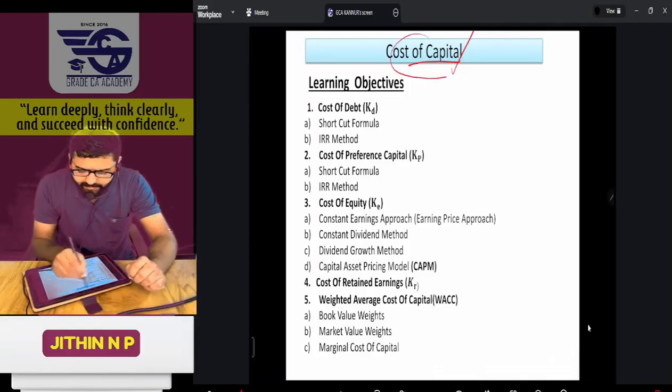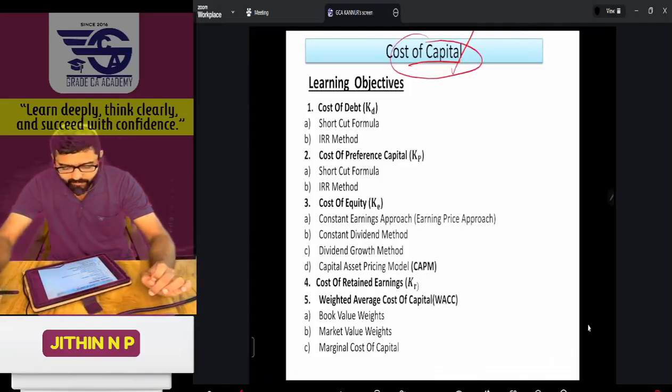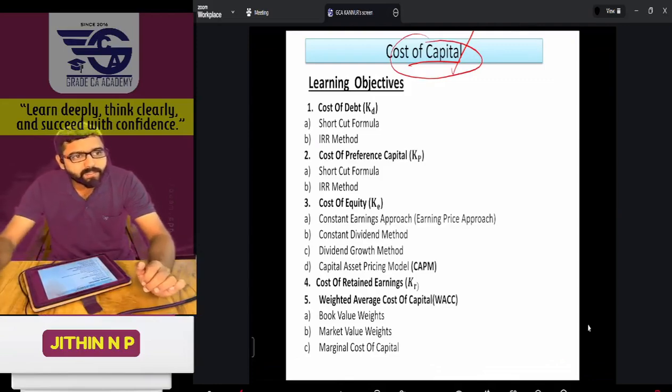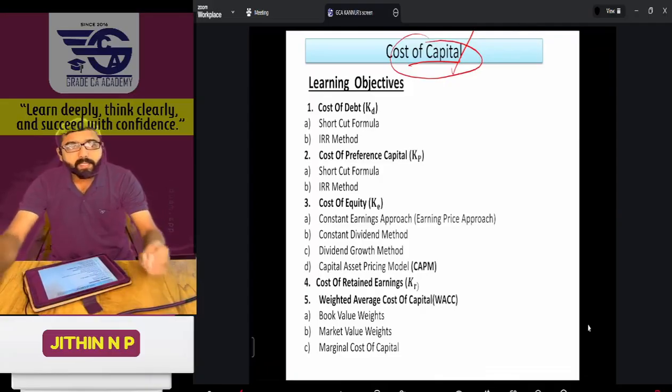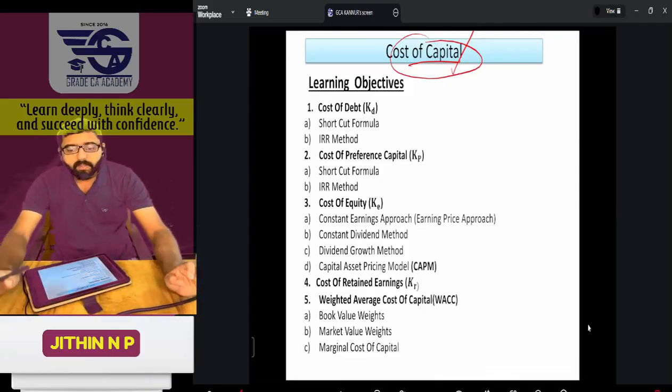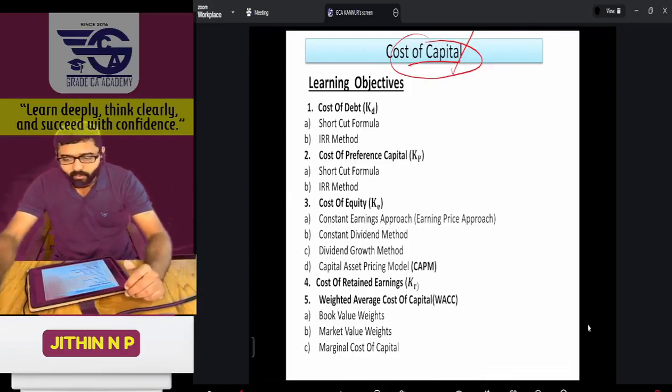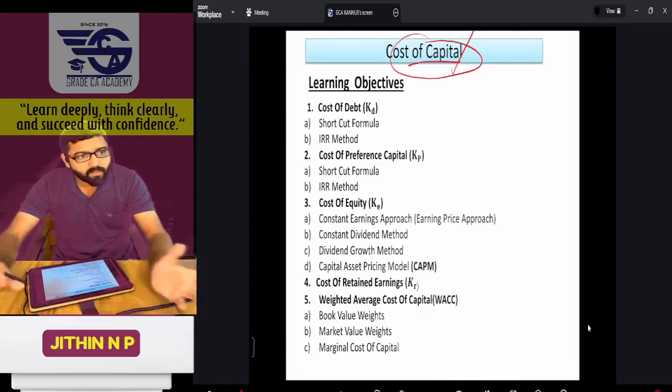With concern to the company, each investment company should pay a return to the investors. That expectation of return of investors is called cost of capital.